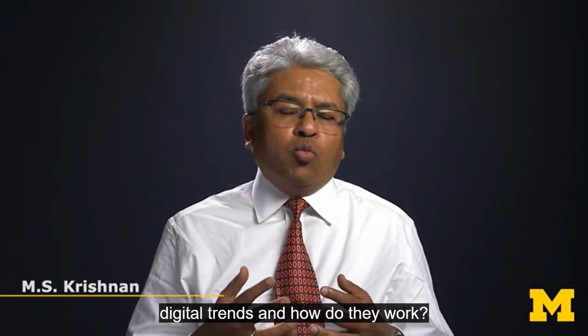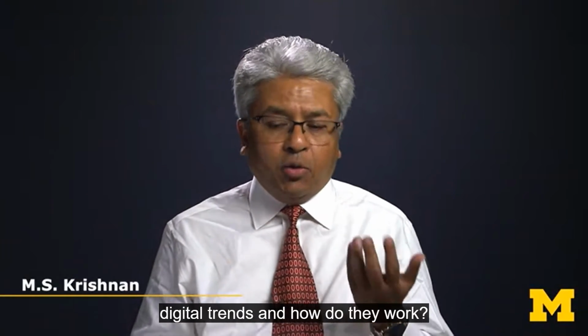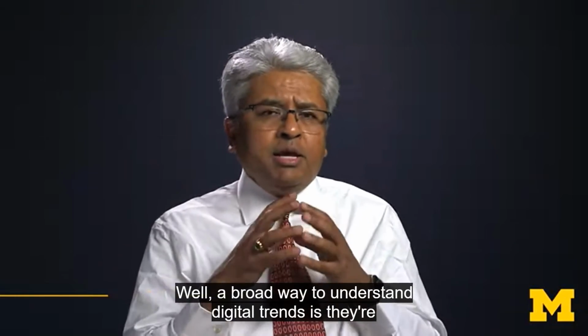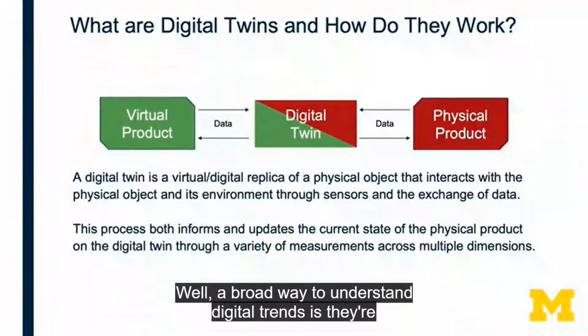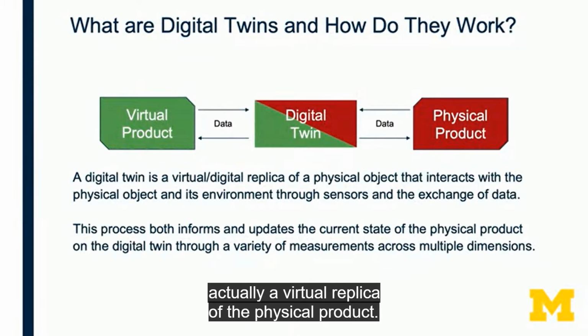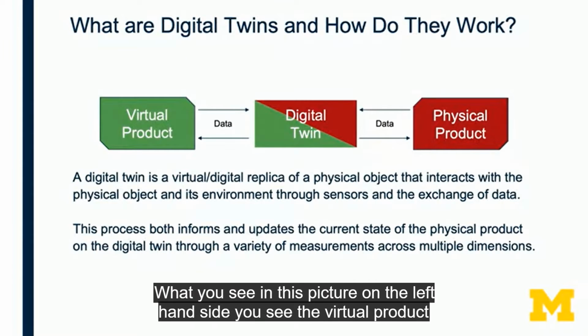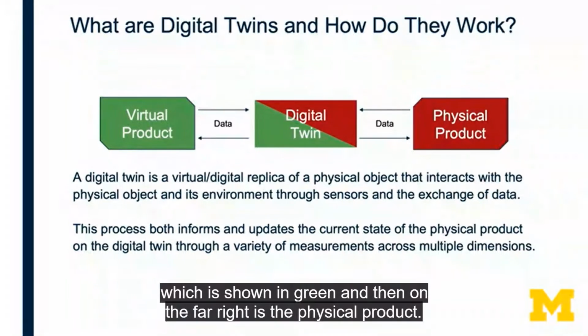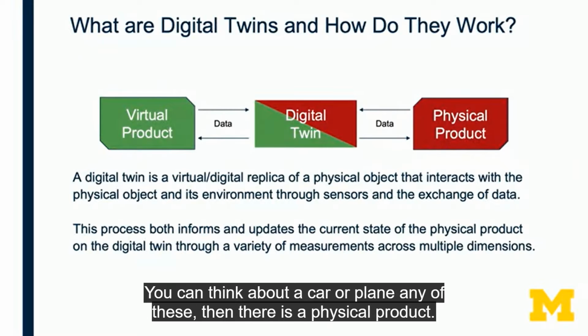Let us now understand what are these digital twins and how do they work. Well, a broad way to understand digital twins is they are actually a virtual replica of the physical product. What you see in this picture, on the left-hand side, you see the virtual product, which is shown in green. And then on the far right is the physical product, right? You can think about a car or a plane, any of these. Then there is a physical product.